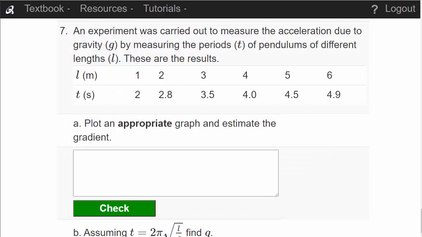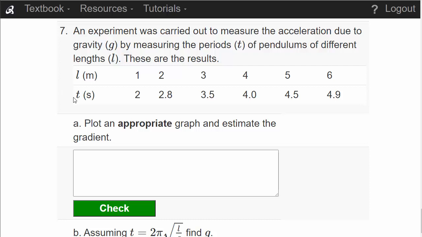An experiment was carried out to measure the acceleration due to gravity by measuring periods of a pendulum of different lengths. So you can control the length of the pendulum, and when you change the length, the time will have to change. That means that your independent variable, that's to say your x variable, is L. You can change the length, and when you change the length, t has to change, so that is the dependent variable.